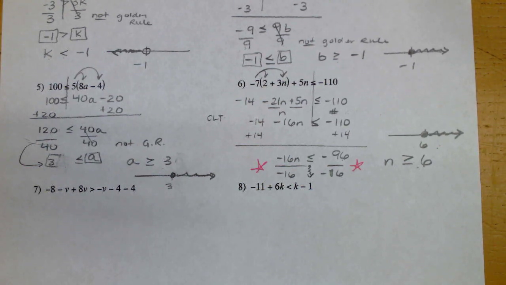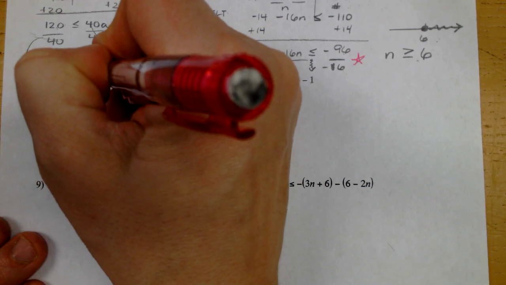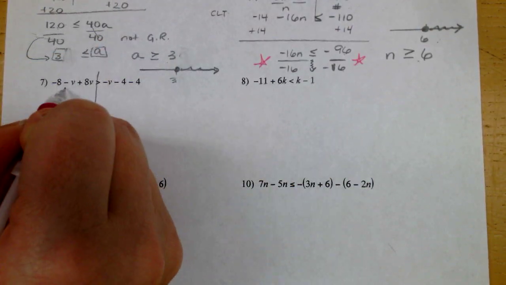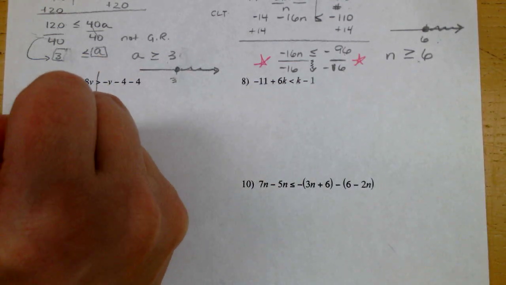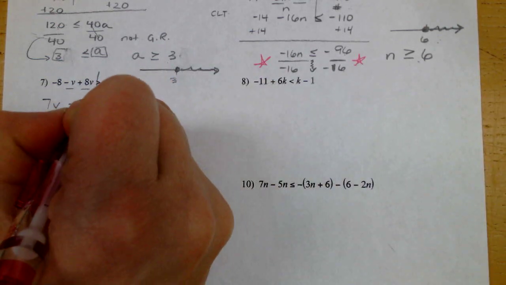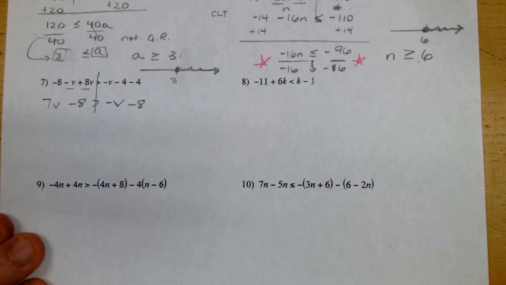Okay, let's move down to example 7 and 8. So for number 7, I'm going to draw on my wall. All right. Let's clean up the left. So my like terms are these. So that's going to give me 7v. I'll bring down the minus 8. On the right, I have a negative v, and combining like terms gives me negative 8.